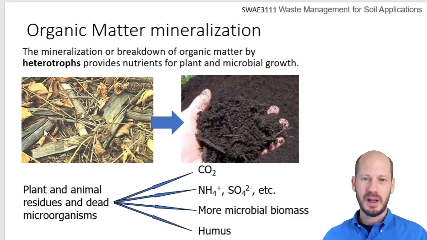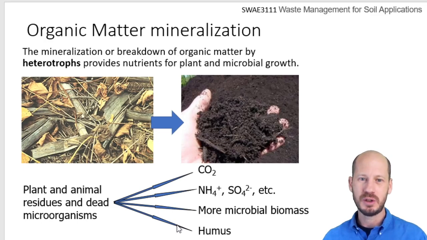Just re-emphasizing, we are talking about heterotrophs and what they will do. They will go through this plant material or any organic material that you add there, and they will degrade it using it as a source of carbon and as a source of energy. The products of that will be CO2 and oxidized forms of nitrogen like nitrates, sulfate, etc. And you have a lot of microbial biomass, beneficial microbial biomass for the soil, and this stabilized organic matter is what we call humus.